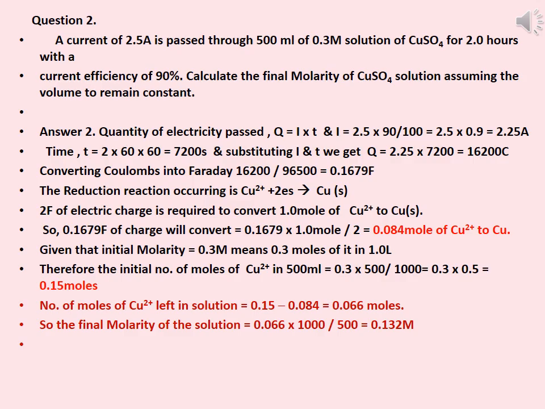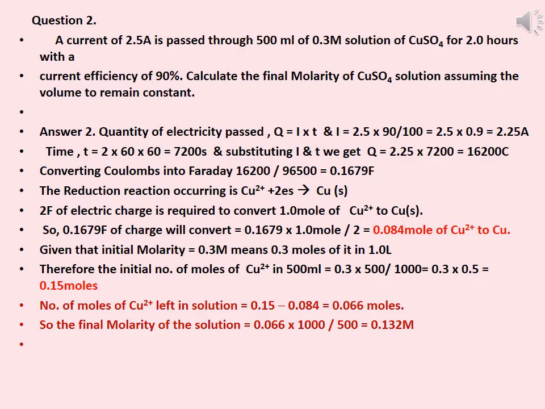Question number 2. A current of 2.5 amperes is passed through 500 ml of 0.3 molar solution of copper sulfate for 2 hours with a current efficiency of 90%. Calculate the final molarity of copper sulfate solution assuming the volume to remain constant. This problem is based on Faraday's laws of electrolysis. So let's see the calculations.